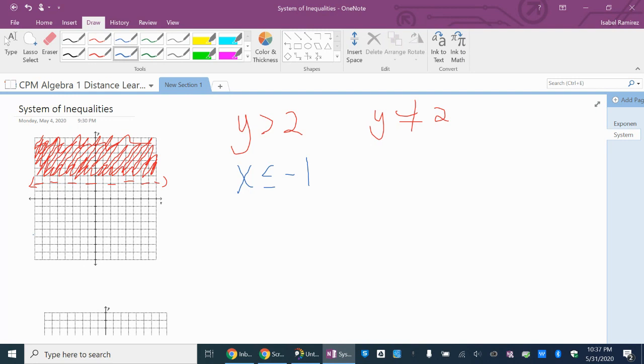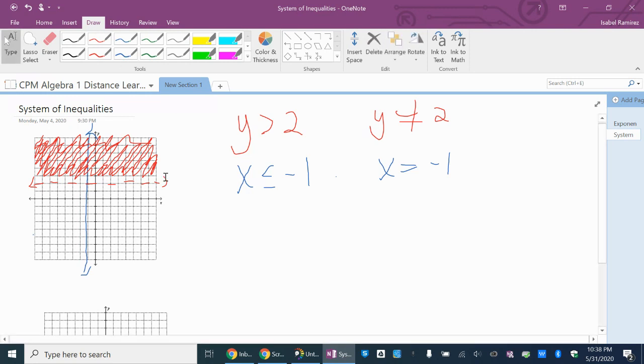Now for x is less than or equal to negative 1, x can equal negative 1. That is a delta sign. x can equal negative 1 because negative 1 is less than or equal to negative 1. It's equal to it. So we're going to have this solid line where x is equal to negative 1. So let me try to do as best of a straight line as I can. All right, my arrows are not that good.